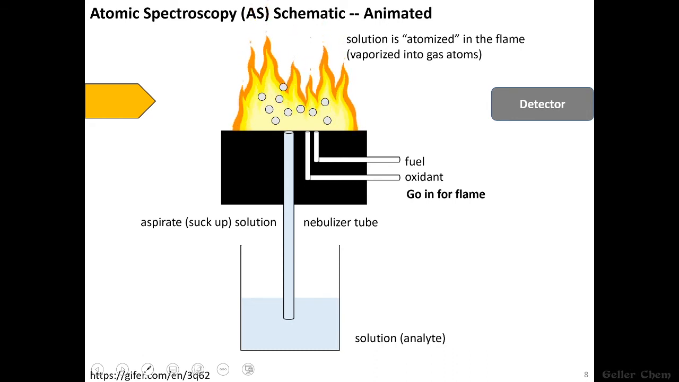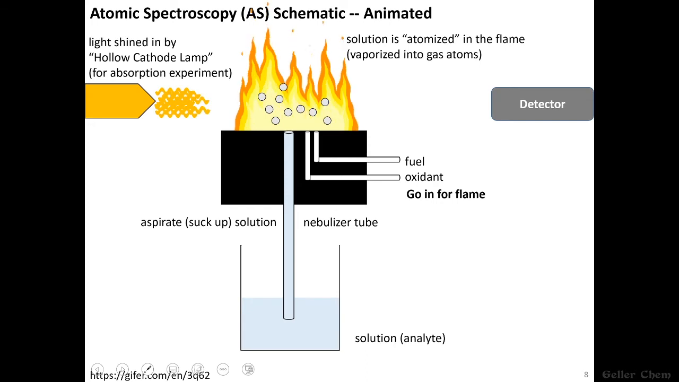So the solution is atomized in the flame, and then if we're doing an absorption-based experiment, we will shine in light using a device known as a hollow cathode lamp, which we'll define more clearly later. And this light should have a wavelength that is capable of being absorbed by whatever atoms we are interested in studying in our analyte. And again, we'll get more into the logic of the experiment later. Right now, we're just going through the instrumental setup.